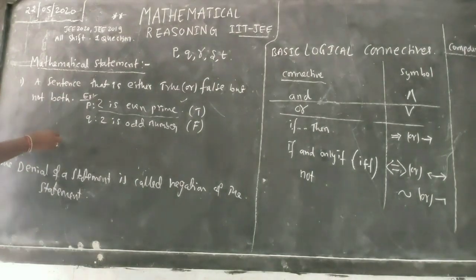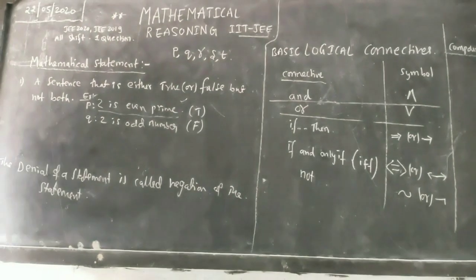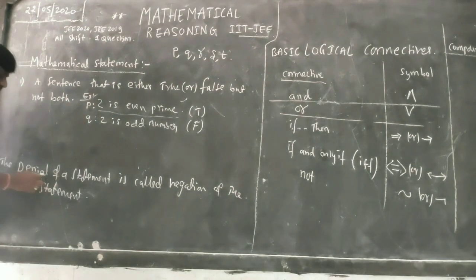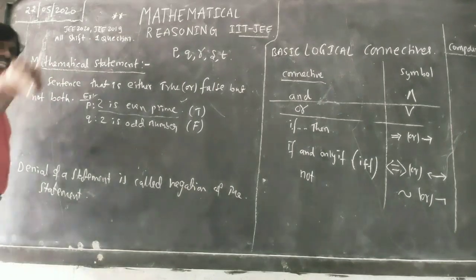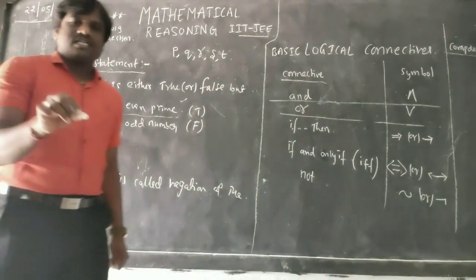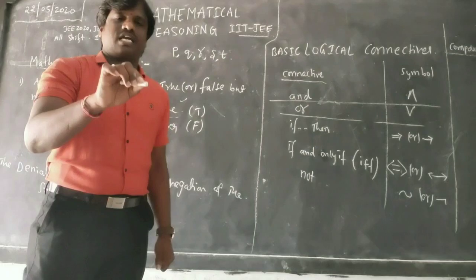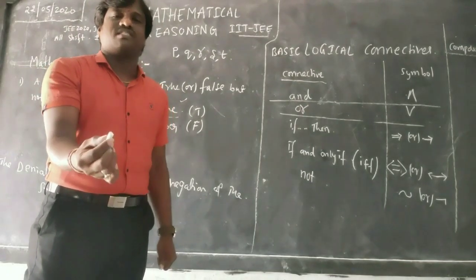Negation of the statement means, I already told you, P, Q, R, S, T are called statements. Now, what is the denial of a statement? For P, that is the negation we use. The symbol "not" is used for negation. The denial of a math statement is called the negation of the statement.